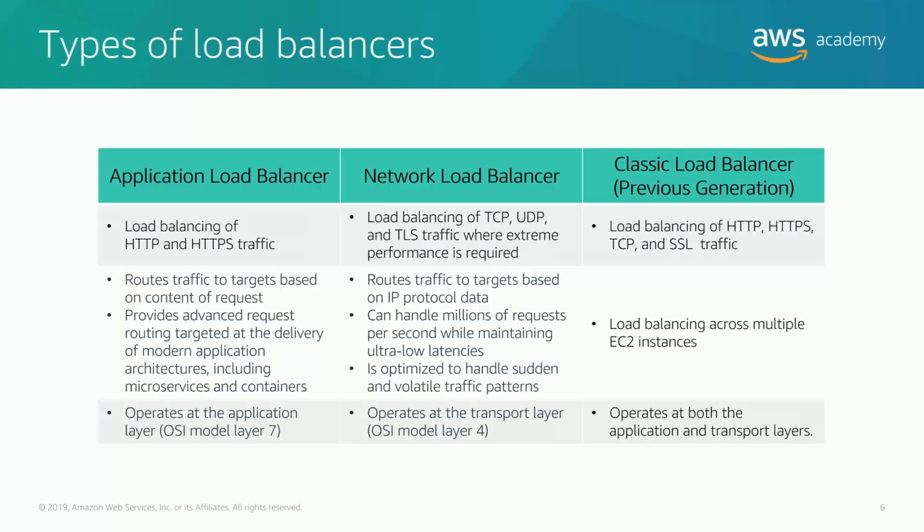Additionally, a network load balancer operates at the network transport level, or layer 4, of the OSI model, routing connections to targets based on IP protocol data. It works well for load balancing both TCP and UDP traffic. A network load balancer is capable of handling millions of requests per second while maintaining ultra-low latencies. A network load balancer is optimized to handle sudden and volatile network traffic patterns.